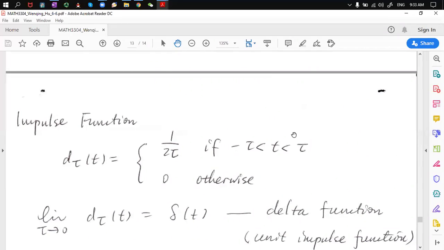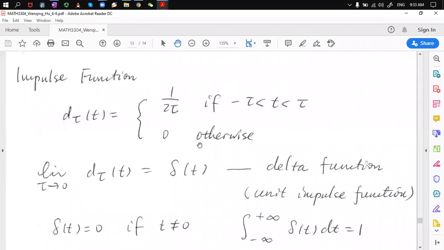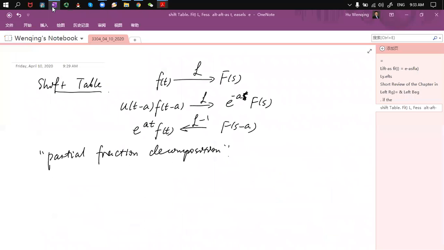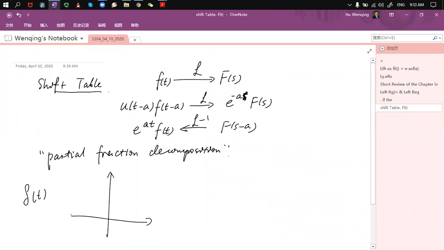An impulse function starts from the unit jump function, and in the end it gets a function that is 0 if t is not equal to 0, and whose integral is equal to 1. So delta of t is a function that looks more or less like this. It's 0 everywhere except at point 0, where it's infinity. But the important thing is that the integral from minus infinity to plus infinity of delta of t dt is supposed to be 1.